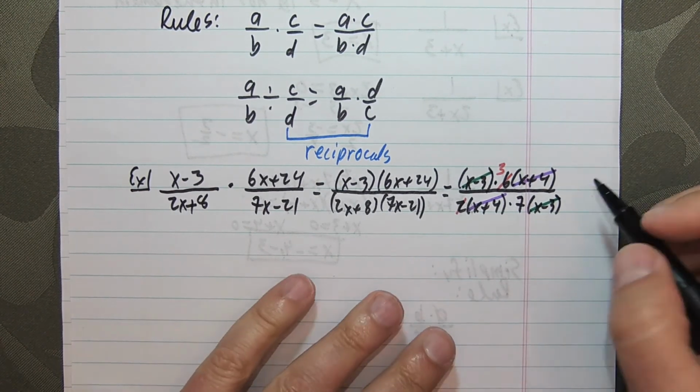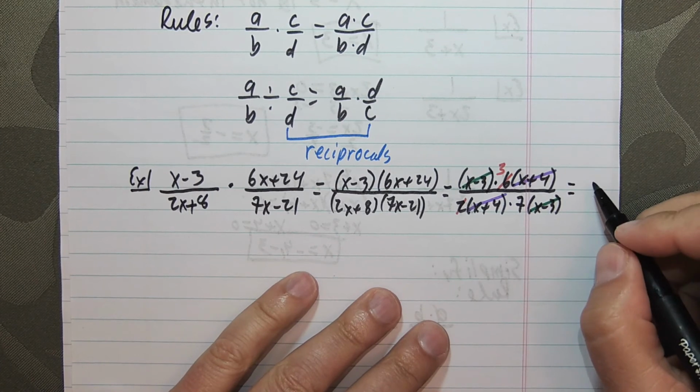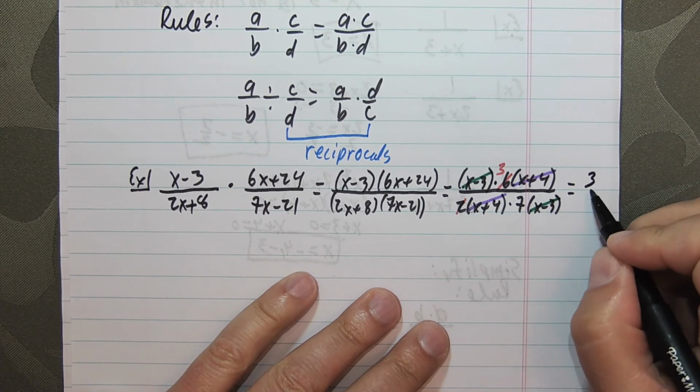It looks to me like this whole thing reduces down to 3 over 7.